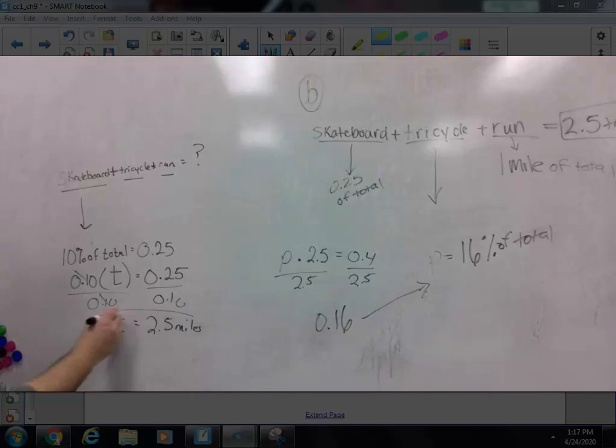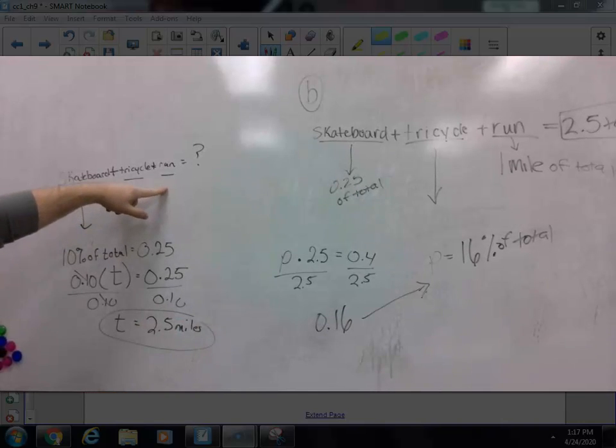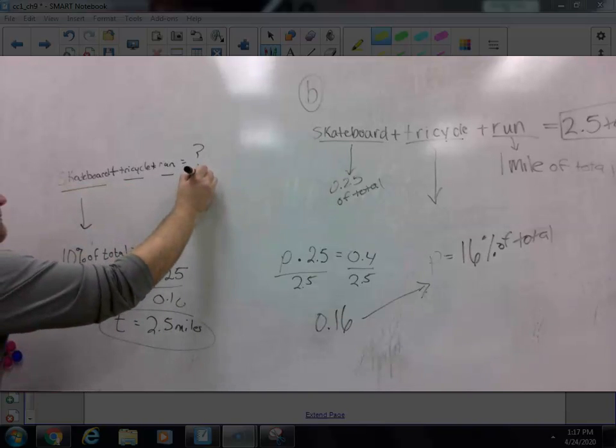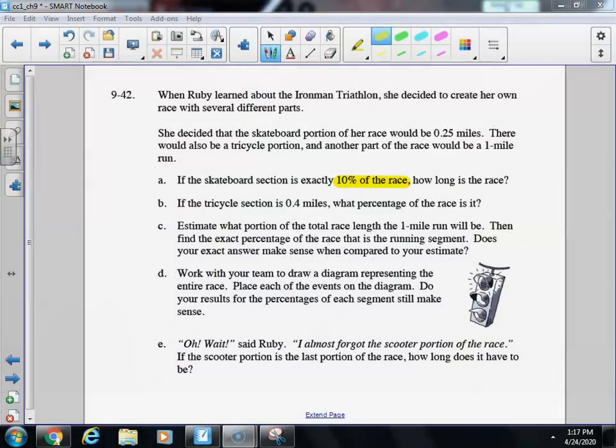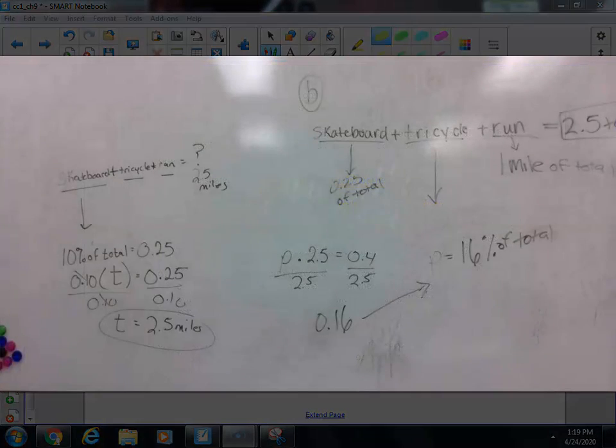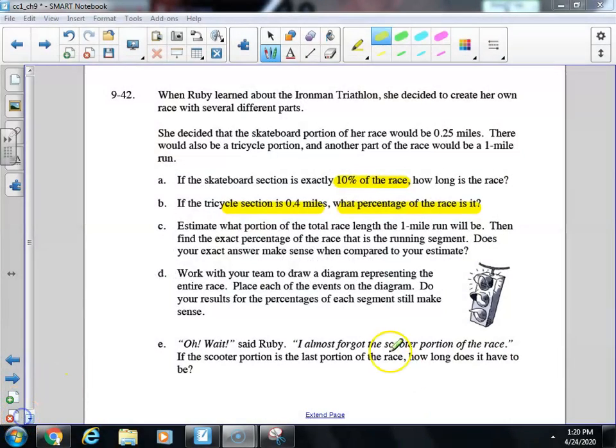So we now know for future questions that our skateboarding plus the tricycle plus the run is actually 2.5 miles. And we're going to use that information then in part B. So part B said if the tricycle section was 4/10 of a mile, what percentage of the total race is it? And we talked about parts of the whole in the previous questions. So we want to know part of the whole, just again going back to percentages and what percentages mean.